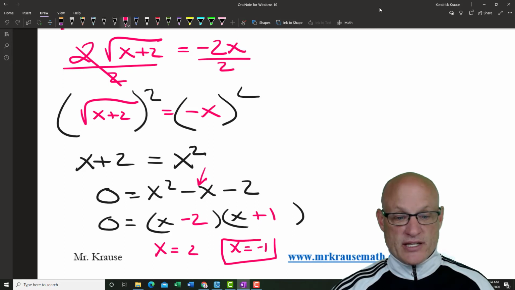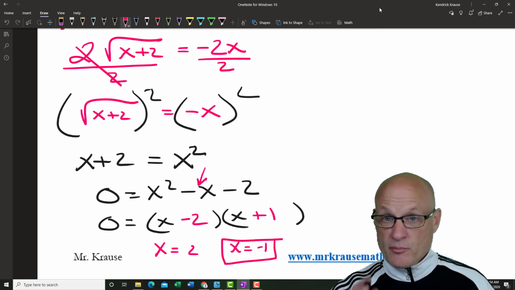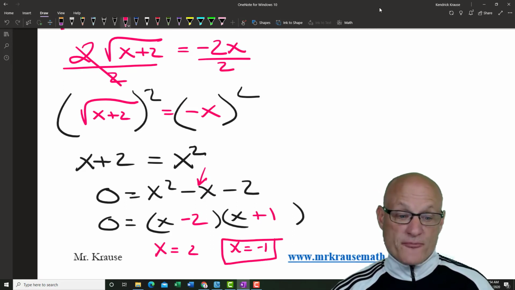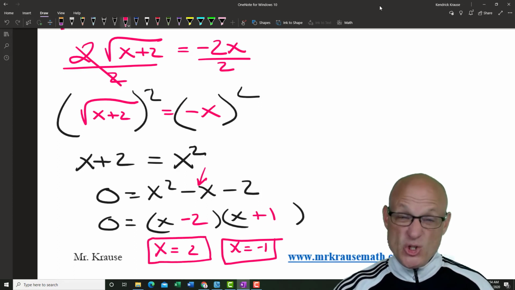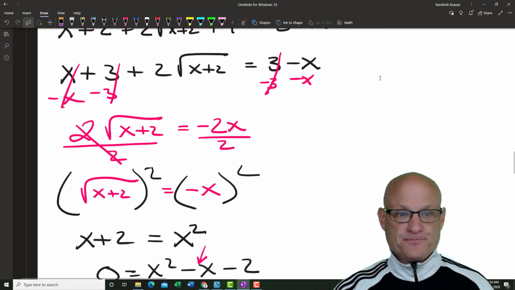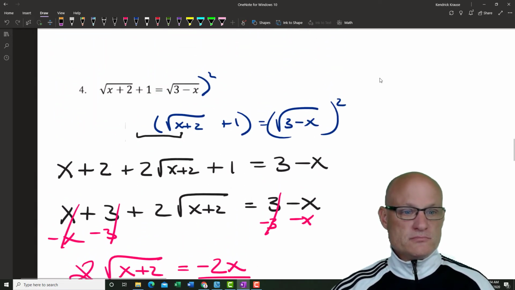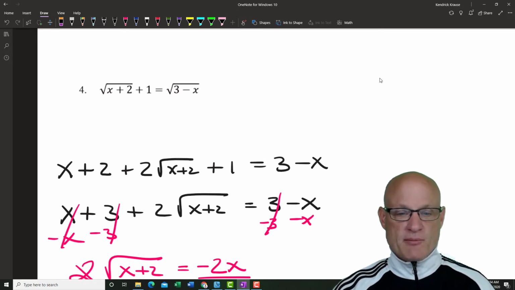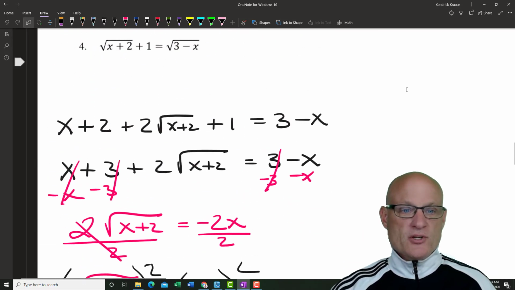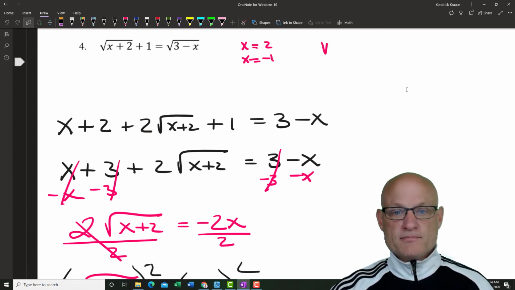I'm going to tell you that the negative, not always, be careful, but the negative oftentimes is the problem. The positive is usually okay. Usually, not always. So let's go back up to the original. The two answers we came up with were 2 and negative 1, right? So we came up with x equals 2 and x equals negative 1. So I want to check these.